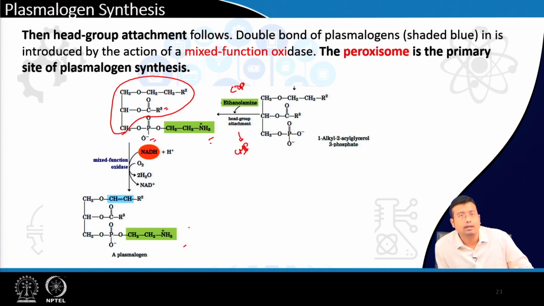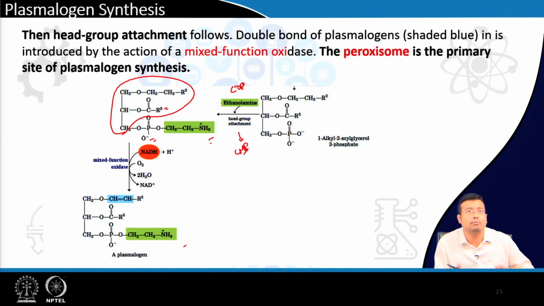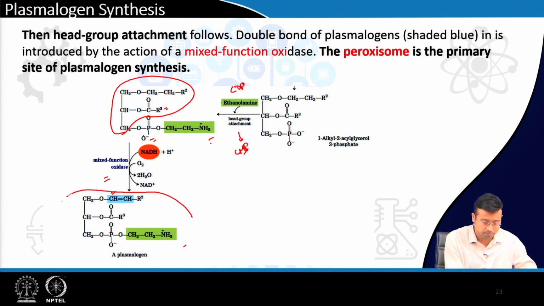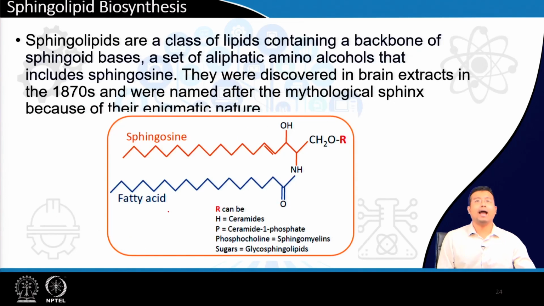We are not there yet. What we need to do? We need to replace the saturated alcohol with an unsaturation. We need to induce double bonds. Who induces these double bonds? They are done by mixed function oxidase enzyme. So, one NADH is utilized, one oxygen molecule is incorporated, 2 molecules of water are lost, NAD is generated, and there is an unsaturation. So, this is the final structure of plasmalogen. Okay.